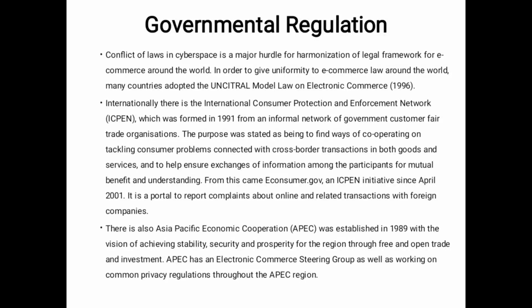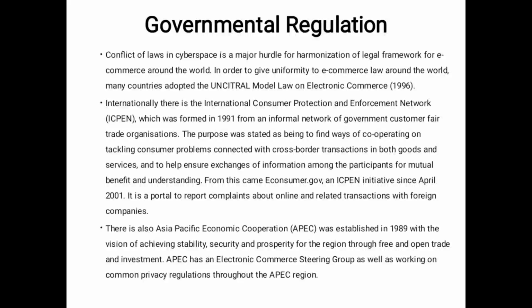Now let's move on to the governmental regulations. Conflict of laws in cyberspace is a major hurdle to harmonization of the legal framework for e-commerce around the world. In order to give uniformity to e-commerce law around the world, many countries adopted the UNCITRAL Model Law on Electronic Commerce, formed in 1996. UNCITRAL, the United Nations Commission for International Trade Law, regulates e-commerce issues.